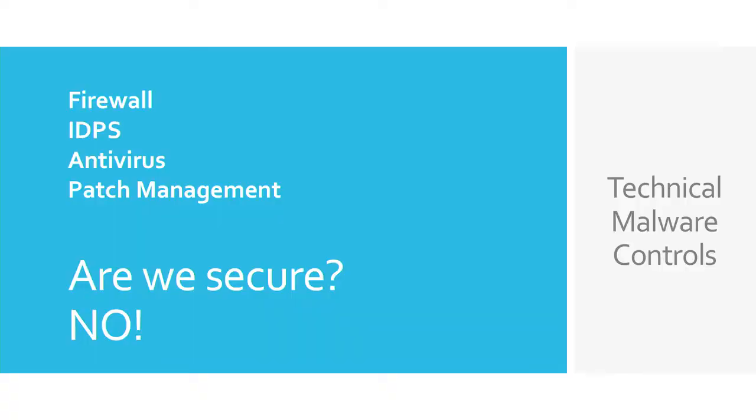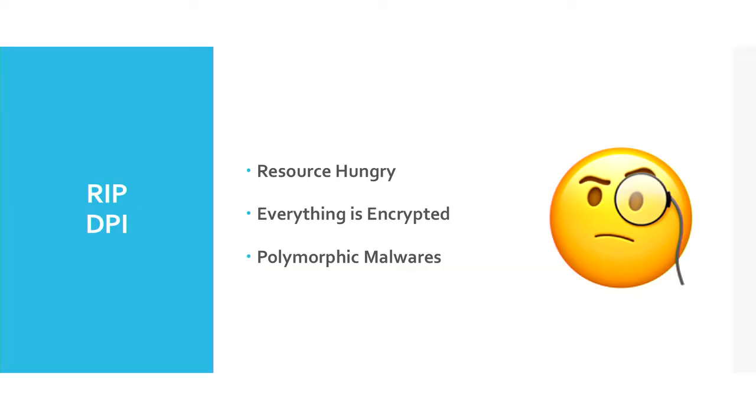Now, on our network, we use firewalls, IDPS, antiviruses, patch management. We do patch management, but are we secure? No, certainly not. The more secure you try to be, you won't be able to say you're absolutely secure in the end. On the other hand, in recent years, everything has been encrypted. We can come to the end of the life of DPIs, because DPIs need a lot of resources to check the traffic. Everything, even malwares today, use encryption.